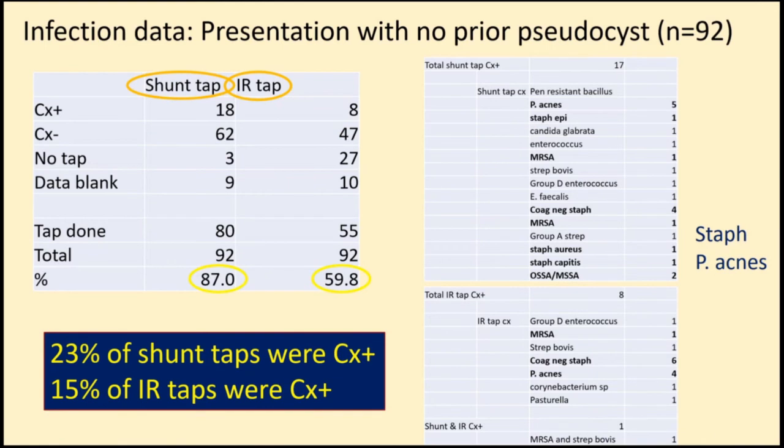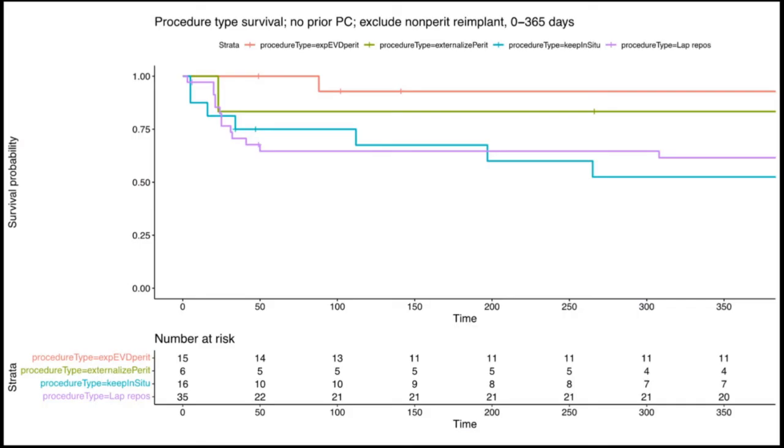This is our infection data. The yellow circles in that top left table show the percent of patients that got either a shunt tap, 87%, or a tap of the pseudocyst by interventional radiology, about 60%. And we had relatively low culture positive rates on these taps. But I think the first thing with the pseudocyst is to establish whether the whole shunt is infected or not. Most of the infections were staph, and the most common type of staph was P. acnes.